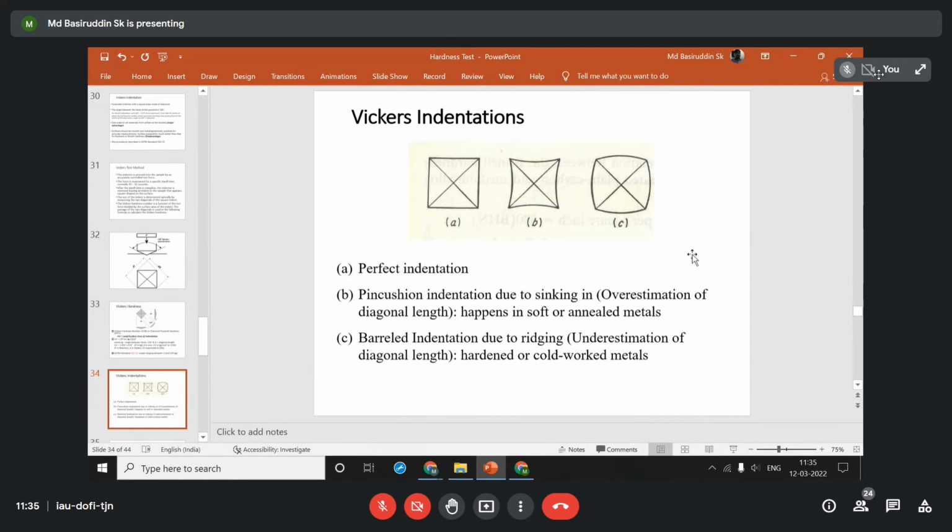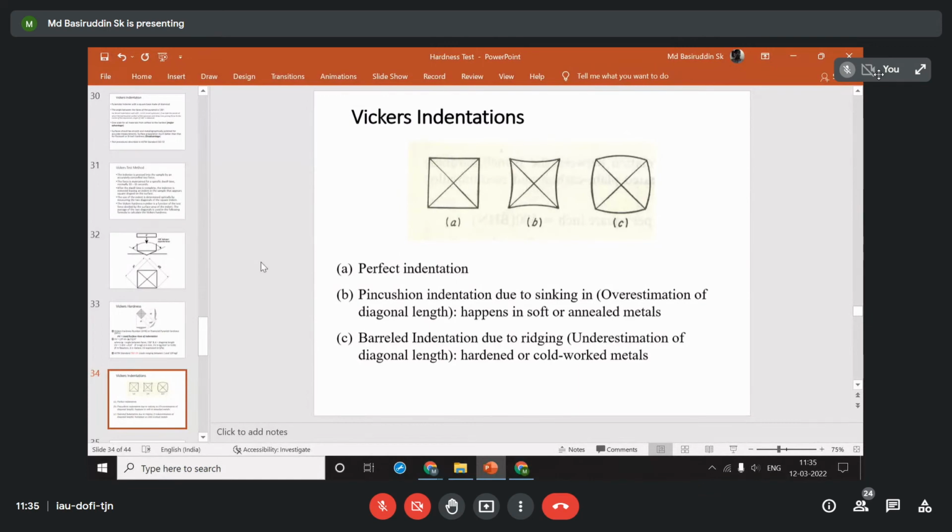So whenever we try to represent the hardness number, we try to see what the particular shape of the indentation is, whether it is pincushion type or barrel type. If it is barrel type, then we say that whatever hardness value you get, the actual hardness would be more than that value. And the reverse can happen in the case of pincushion shape indentations.